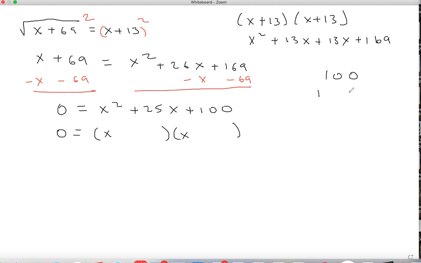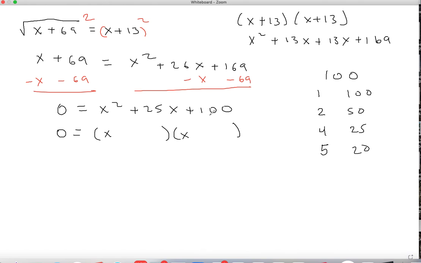So what makes 100? 1 and 100, and then 2 and 50. 3 doesn't go in, 4 and 25. And you can see what this adds to 101, so we're not even close. This adds to 52, so we're getting closer. This adds to 29, we're getting closer. And so then 5 and 20, that one adds to 25. So that's the pair that we need.